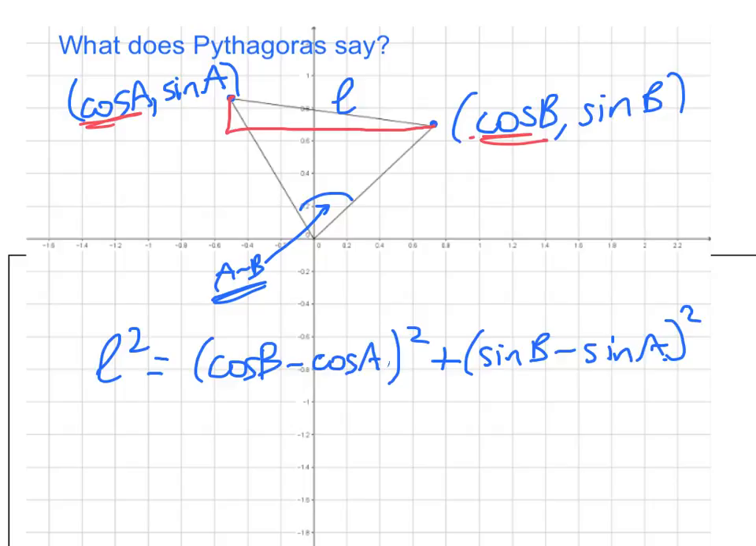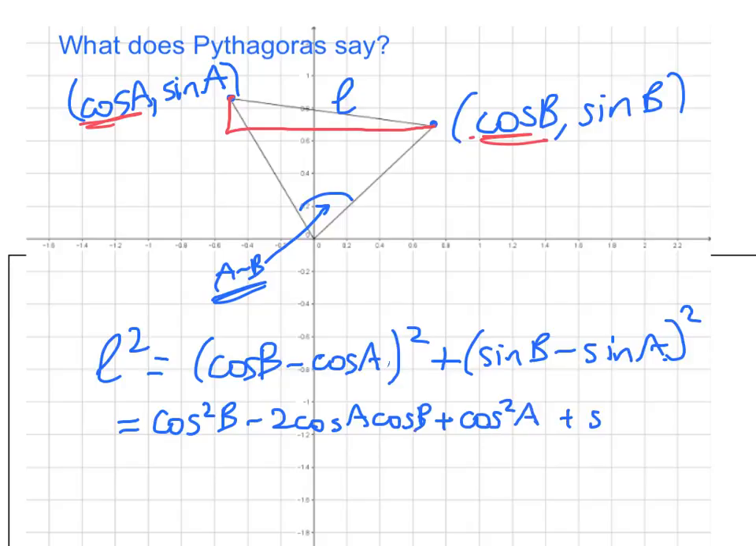Now I just have to expand that out. So I'm going to get cos squared of B minus 2 cos A cos B plus cos squared of A plus sine squared of B minus 2 sine B sine A plus sine squared of A.